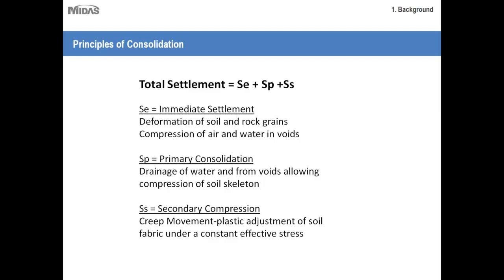And then after primary consolidation, you have something called secondary compression, which, as it says here, is a creep, movement, plastic adjustment of soil fabric under a constant effective stress. So this is essentially, once all the water is drained out, there's still going to be a certain amount of compression or settlement due to the fact that the plastic properties of your soil are compressing. They're being more broken down. So typically, secondary compression is much less drastic than primary consolidation. It's settlement that still occurs, but it's much smaller in magnitude. Let's put it that way. So really, primary consolidation is where most of your settlement will occur.